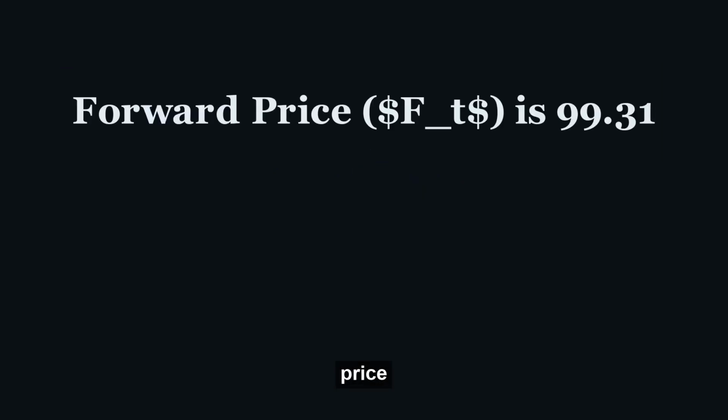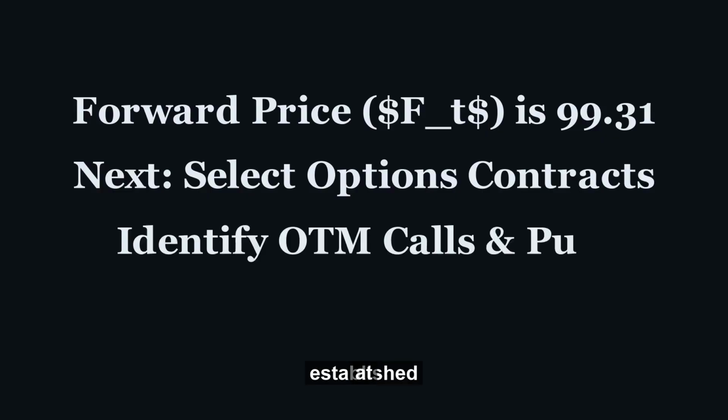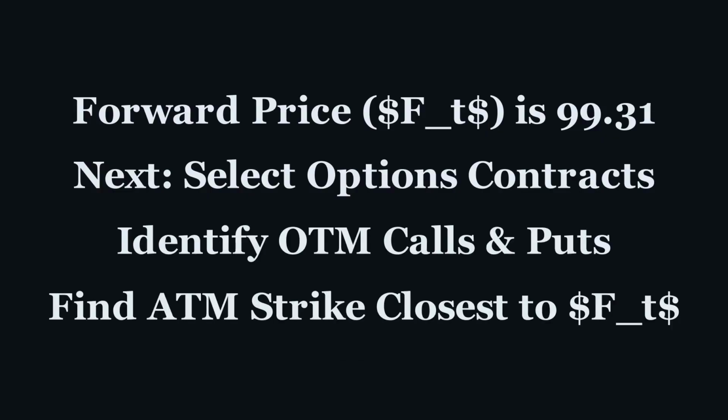With our forward price, $F_T$, established at approximately 99.31, the next crucial step is to select the appropriate options contracts for our VIX calculation. The VIX methodology requires us to identify out-of-the-money, or OTM, calls and puts, along with the at-the-money, or ATM, strike price that is closest to our calculated forward price. This careful selection process is paramount for accurately capturing the market's implied volatility across a relevant range of strikes.